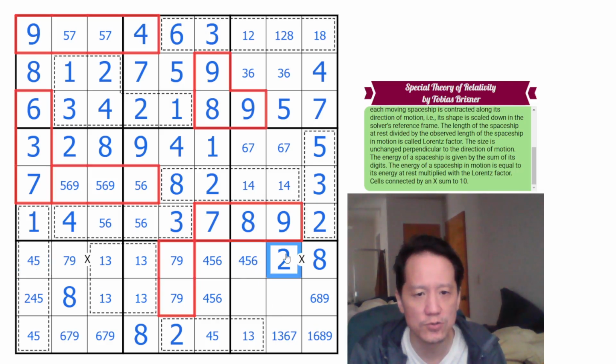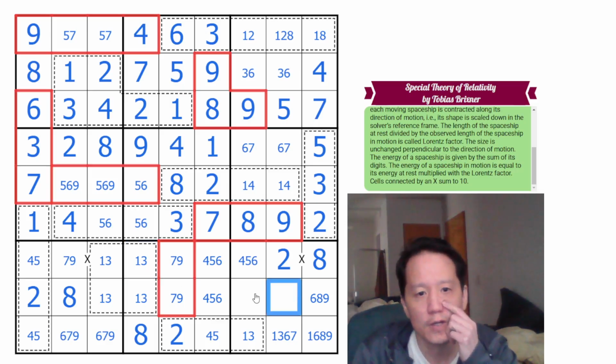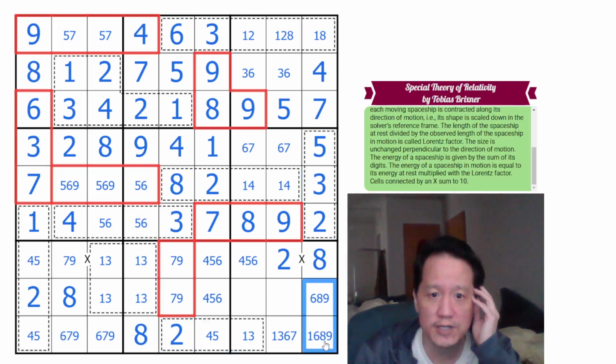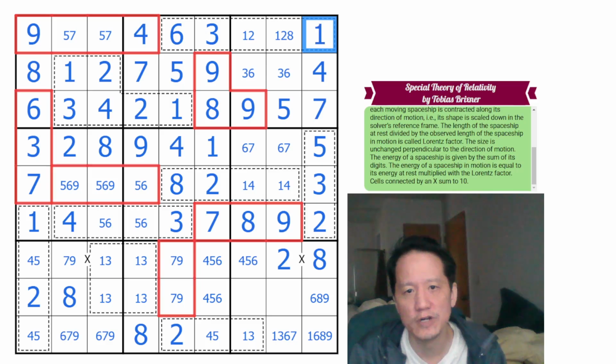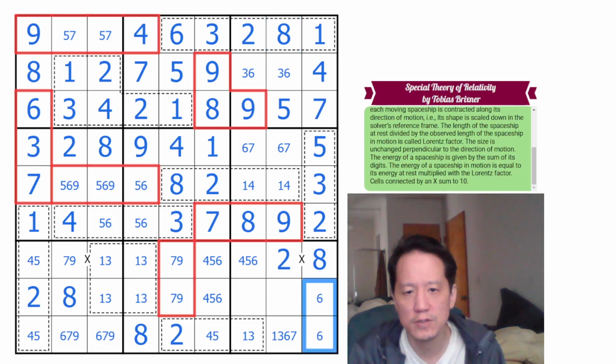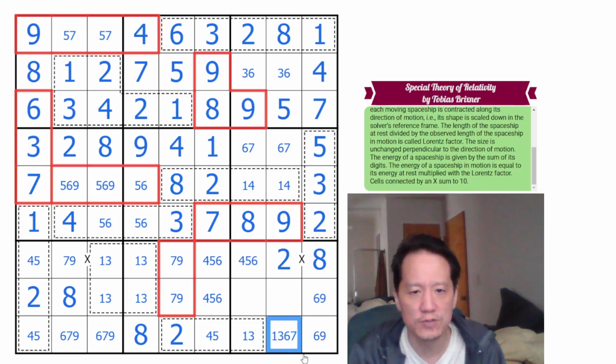This can't be 2. Where is the 2 in box 7? It has to be here. So this is a 2. And we don't know where this spaceship goes. This has to be 6 and 9. So this is 1. This is 2. Therefore, this is 8. This has to be a 6, 9 pair, which means this can't be 1 or 3. So the 1 or 3 has to be here. So this has to be 1 or 3 here. This is the spaceship that's shrunk.